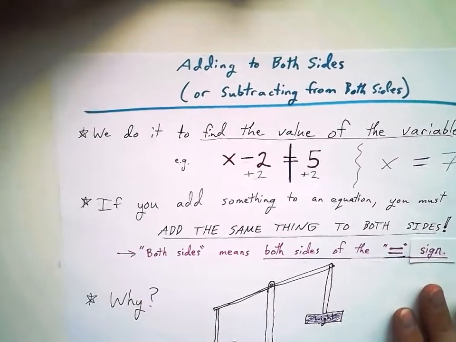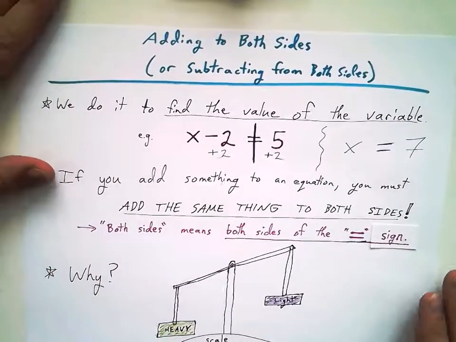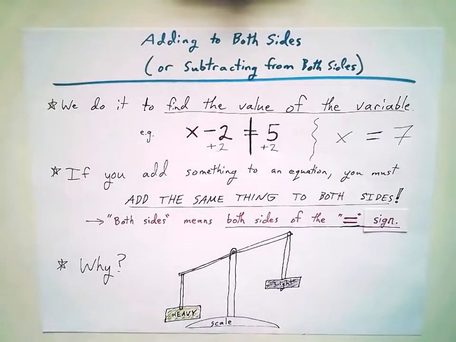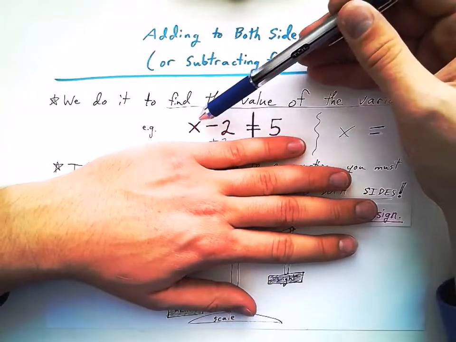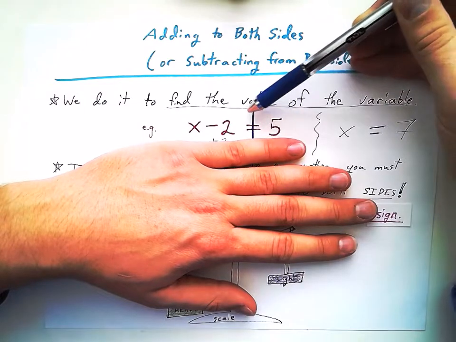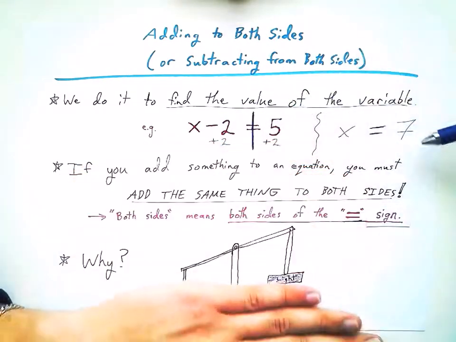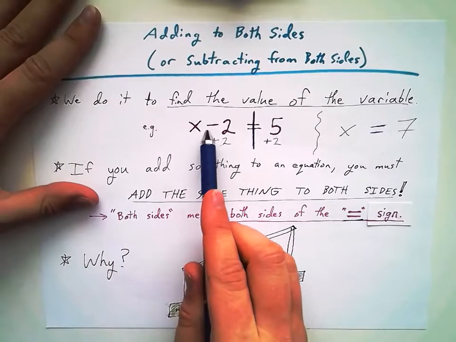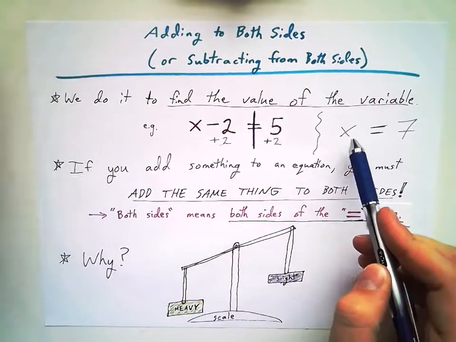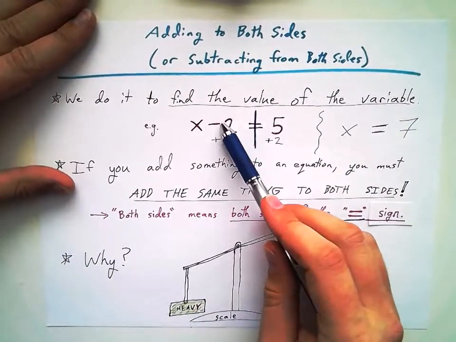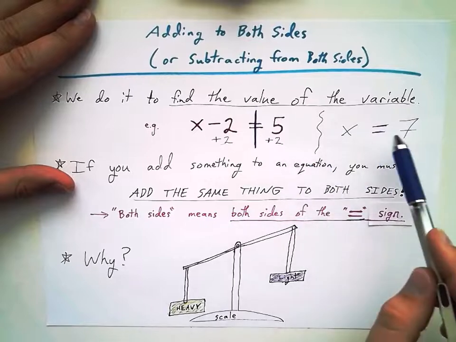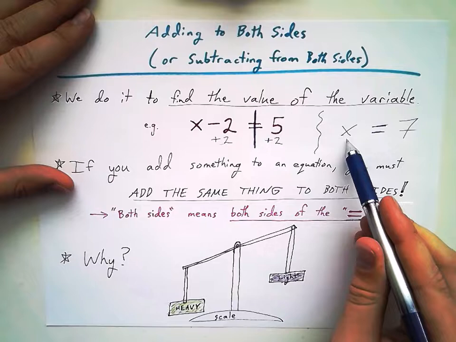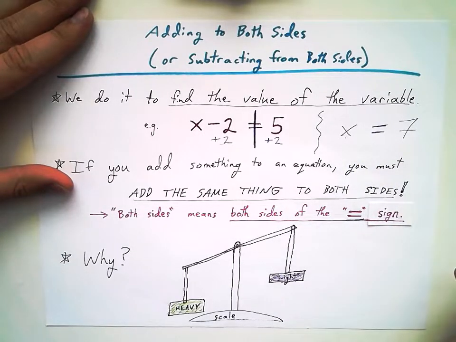This is the first thing we've got to talk about: adding or subtracting a number from both sides of an equation. Like this equation right here, x minus 2 equals 5. If you add 2 to both sides, you will get x equals 7. X minus 2 plus 2 is x plus 0. That goes away, and you're just left with x. 5 plus 2 is 7. So we found the value of the variable, the x, and it's 7.